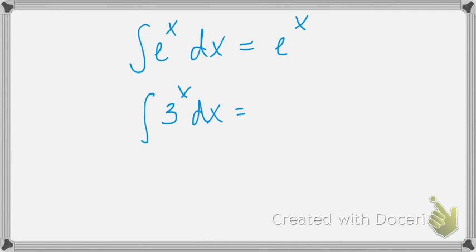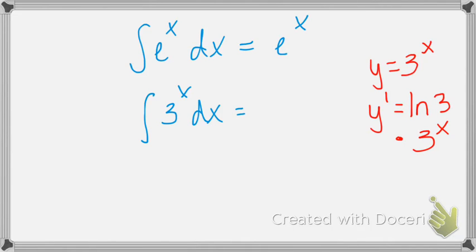We know that the integral of e to the x is just e to the x, right? What about the integral of 3 to the x? Before we do it, let's talk just a second about what the derivative of 3 to the x was. When we had y equals 3 to the x and we wanted to find the derivative, it's natural log of 3 times 3 to the x.